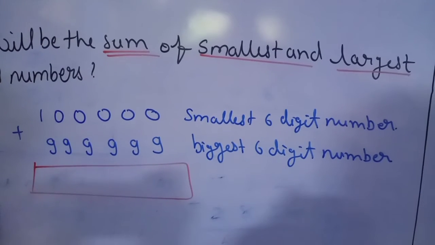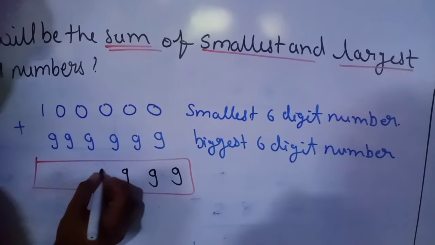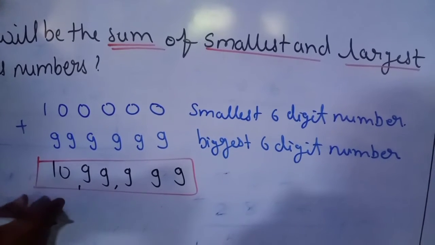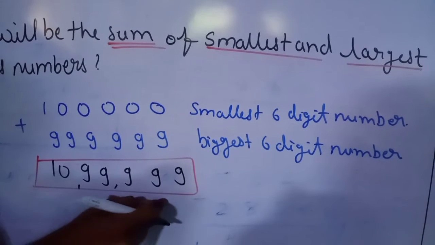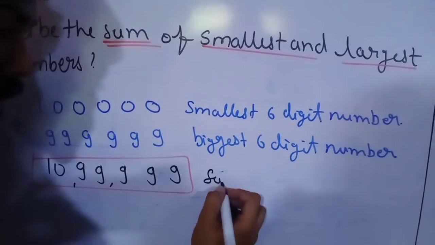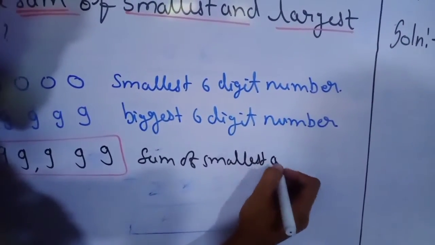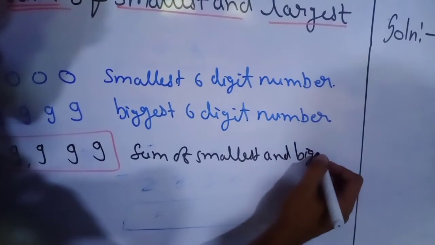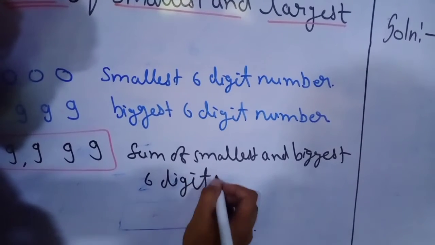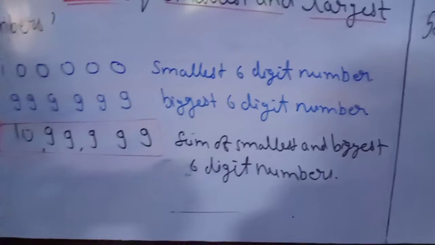Starting with the unit, 9, 9, 9, 9, 9 and 1. It will become 10,99,999. What is this? Sum. Sum of the smallest and biggest 6-digit numbers. Yes. Now I have to write the answer.